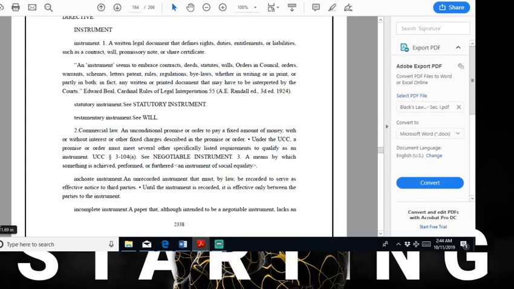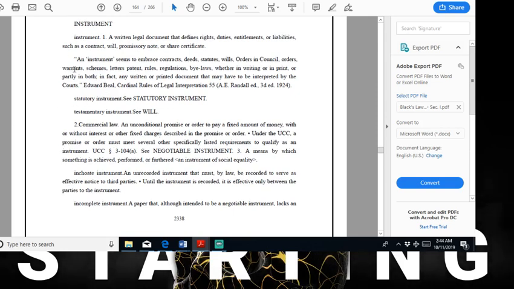Let's go here. Now, a lot of people don't really understand this information in its entirety. So I'm just talking about instruments. And now look at the definition of an instrument. A written legal document that defines rights, duties, entitlements, or liabilities such as contracts, wills, promissory notes, or share certificates.